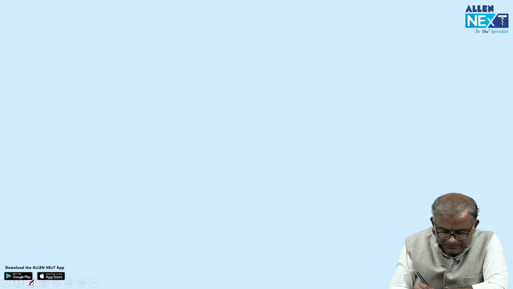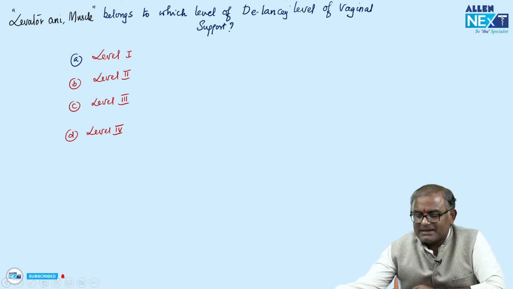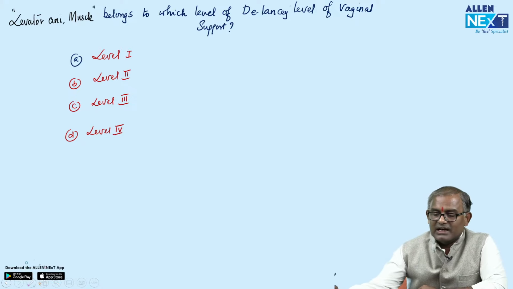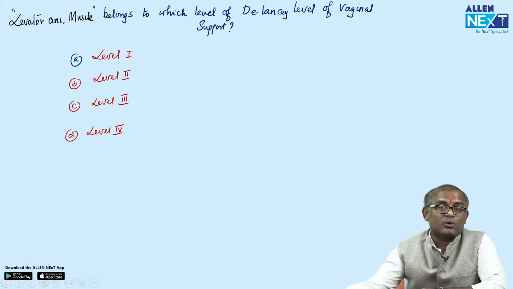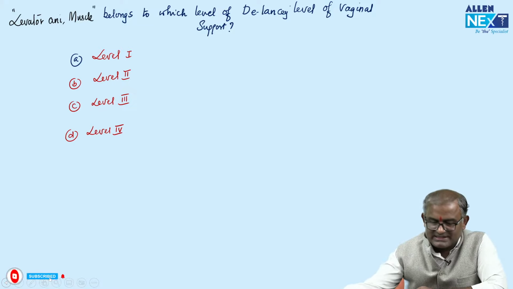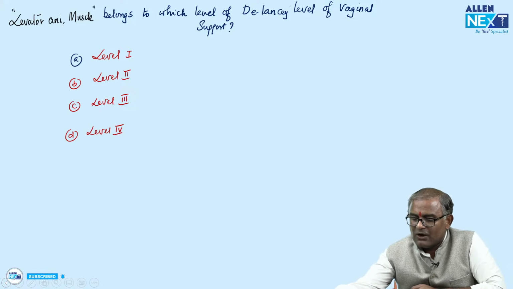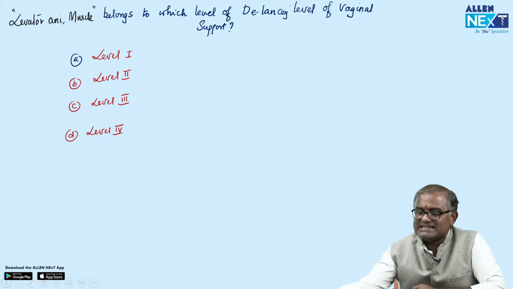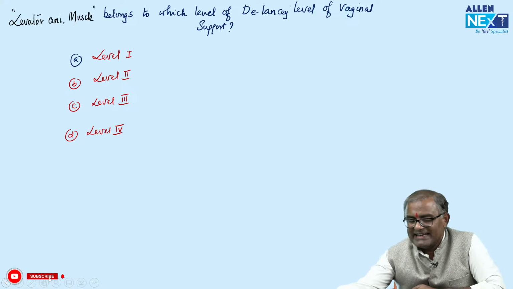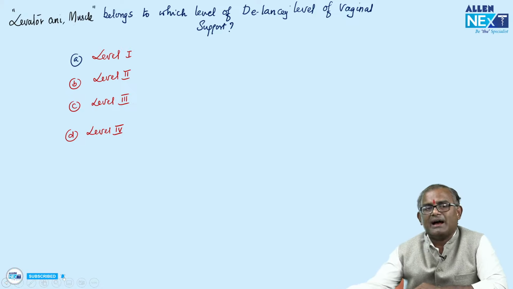Now, dear doctors, answer this question. Levator ani muscle belongs to which level of DeLancey levels of vaginal support? This is a very high-yield MCQ question, doctor. It has recently appeared in the last year. So what is the answer for this? Levator ani muscle belongs to which level of DeLancey supports of vagina?